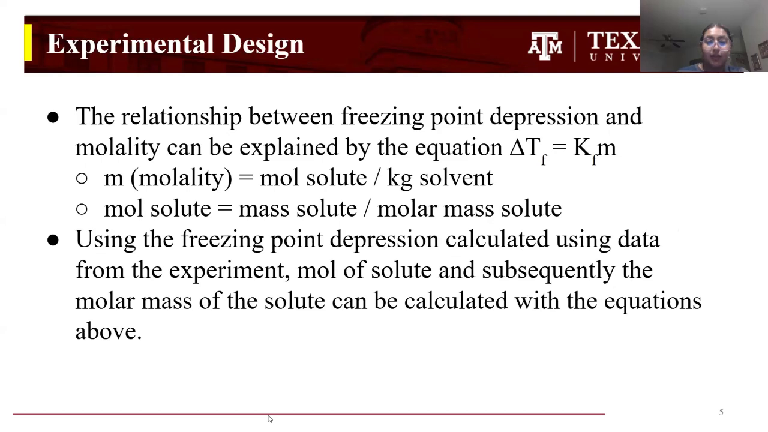And for our experimental design, our experiment showed the relationship between freezing point depression and molality, which is shown through the equation on our slideshow. It's delta T, or freezing point depression, equals the freezing point depression constant for the solute times the molality of the solute. And molality equals mole solute over kilograms of the solvent, and mole solute equals mass of the solute over molar mass of the solute. And using the freezing point depression we calculated in our experiment, the moles of the solute and subsequently the molar mass of the solute can be calculated with the equations above.